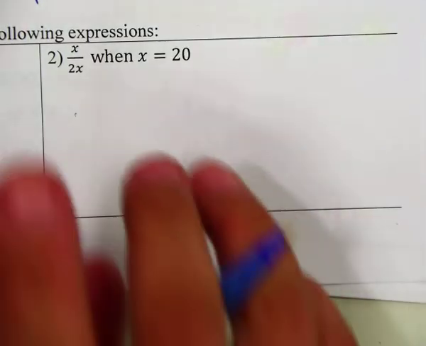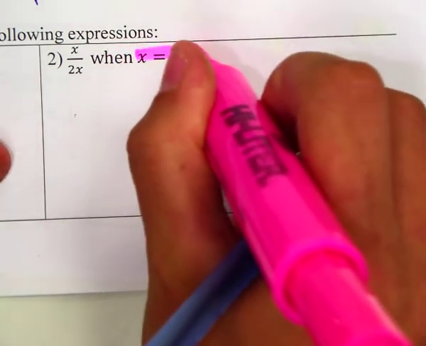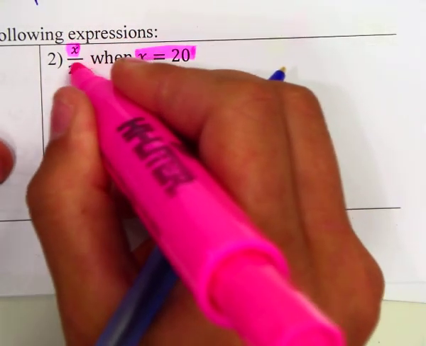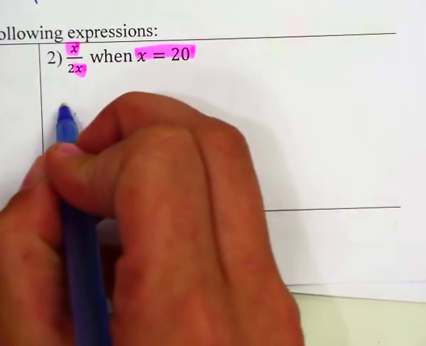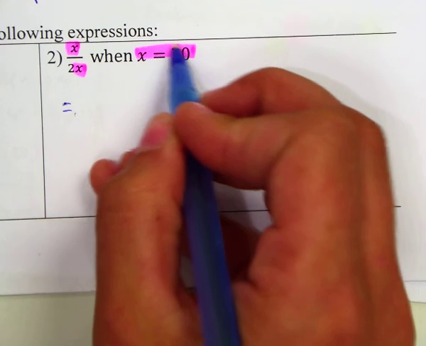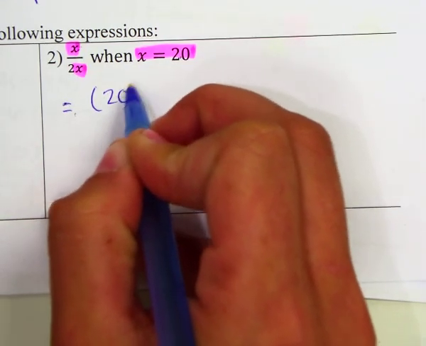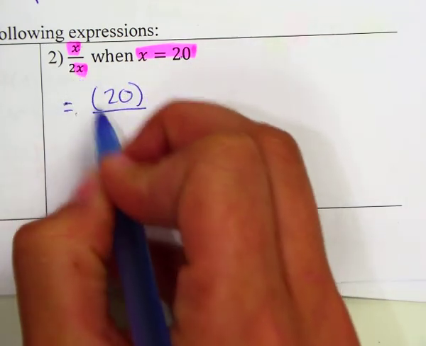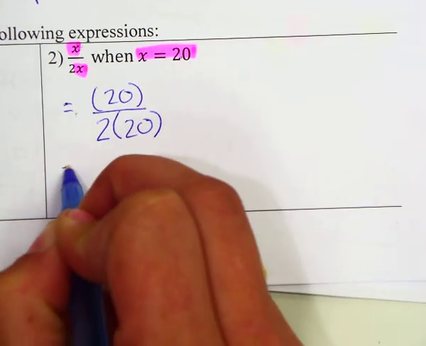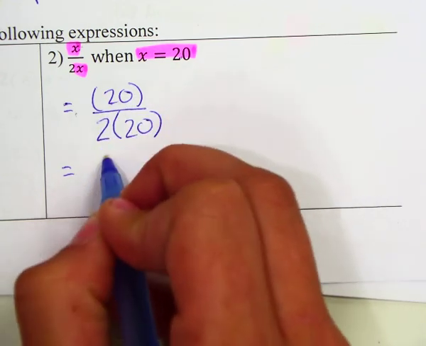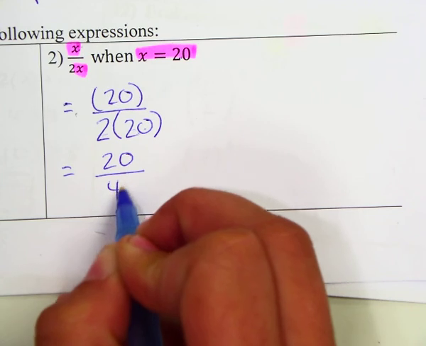Number 2, same idea. x divided by x minus 2 when x is 20. I'm going to highlight x equals 20, and I'm going to highlight any x. That way, when I go to substitute, I'll replace it. So I'm going to put the 20 in the numerator and the 20 in the denominator. I'm going to simplify the numerator, which is just 20. Simplify the denominator, 2 times 20, which is 40.